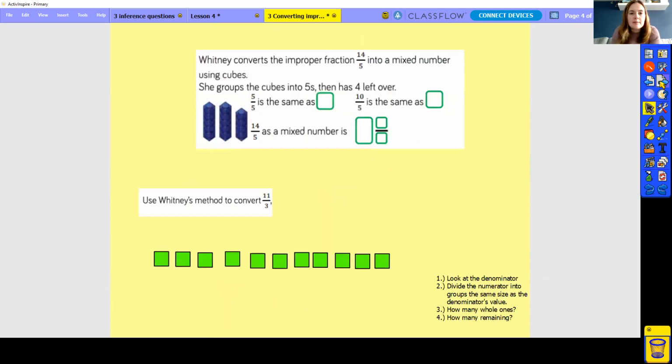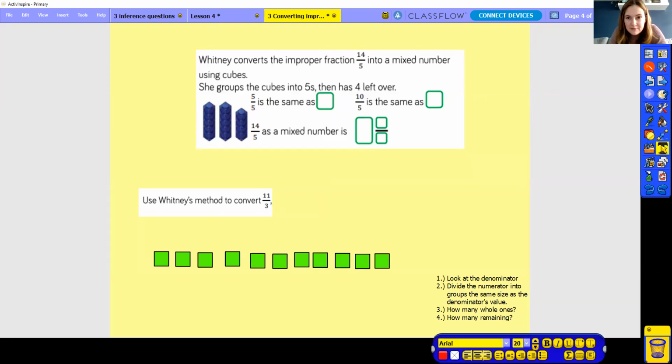It says Whitney converts the improper fraction 14/5 into a mixed number using cubes. She groups the cubes into 5s and then has 4 left over. So you can see here, she's grouped them into 5. She's got 1 set of 5 here, 2 sets of 5, and then she's got the 4 there. So 5/5 is the same as what? 5/5 is the same as 1, isn't it? Because one lot of 5 is in 5. So that means it's a full fraction. It is a whole one. 10/5, if you look, 10 is a multiple of 5, and 2 lots of 5 are 10. So therefore, 10/5 is the same as 2.